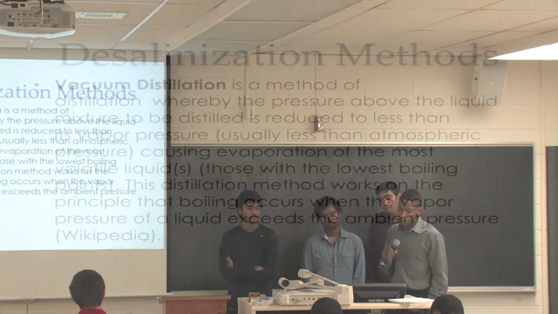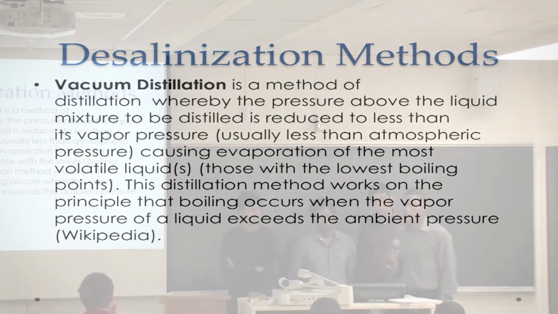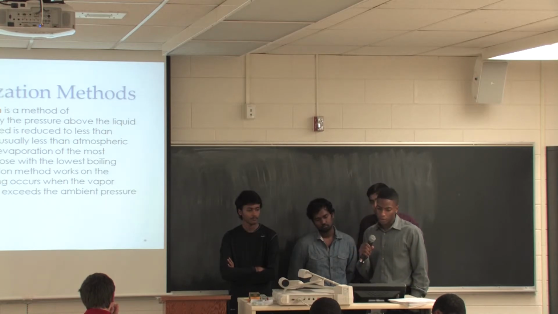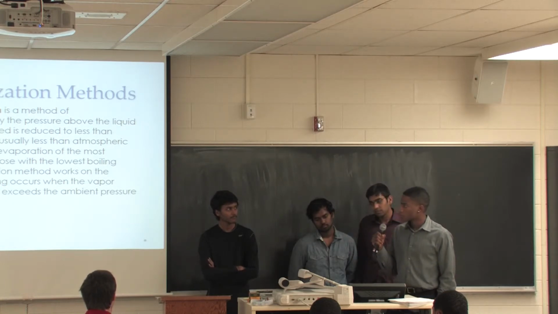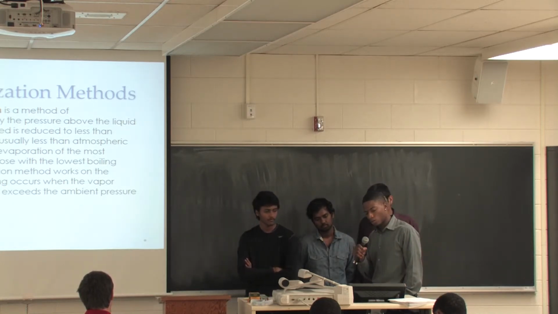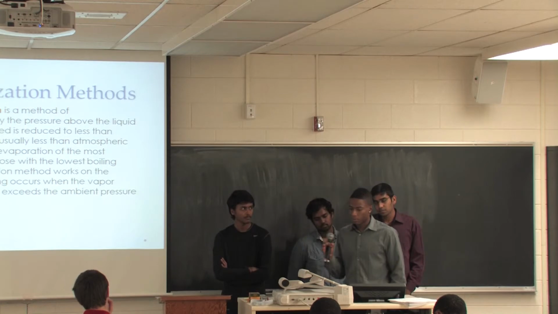Vacuum distillation is a method of distillation whereby the pressure above the liquid mixture to be distilled is reduced to less than its vapor pressure, causing evaporation of the most volatile liquids. This distillation method works on the principle that boiling occurs when the vapor pressure of the liquid exceeds the ambient pressure. And this is just the most general form where you boil the water, and like we said before, since the water's boiling point is lower than the salt's, the water is evaporated, leaving excess salt and separating the water from the salt.